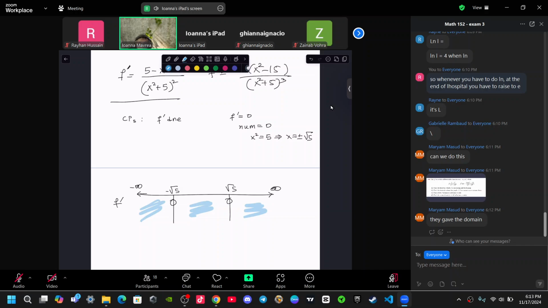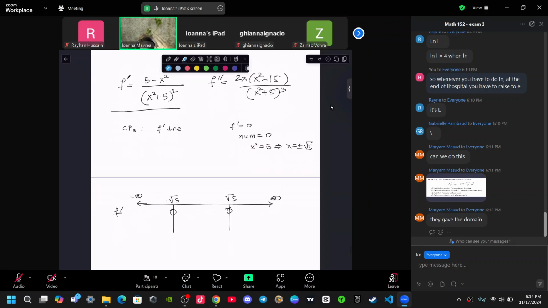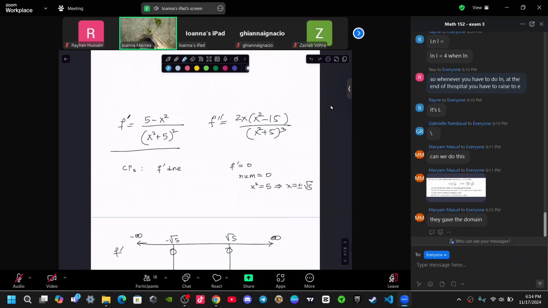Because the only nice points for the derivative are those 2. Nothing else is interesting, right? Now, if there was something that was not in the domain, you would have to include it. But everything is in the domain. Right? The domain's everything.